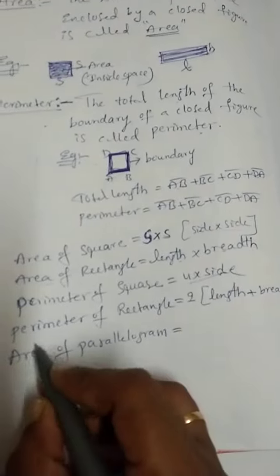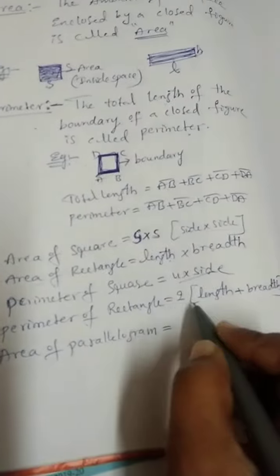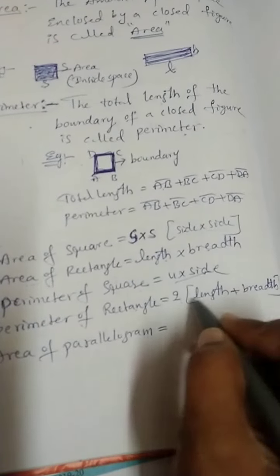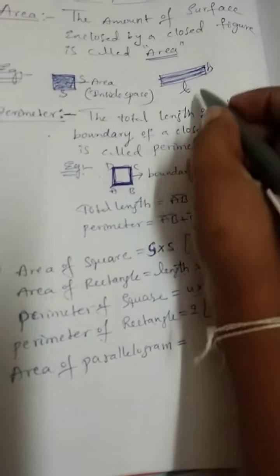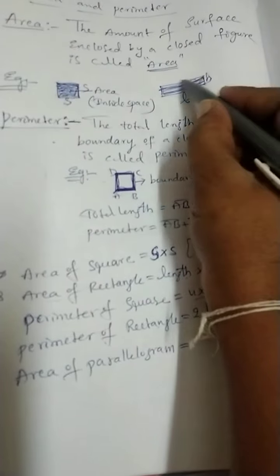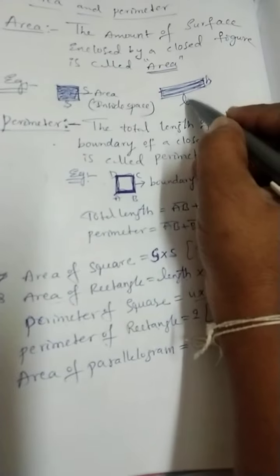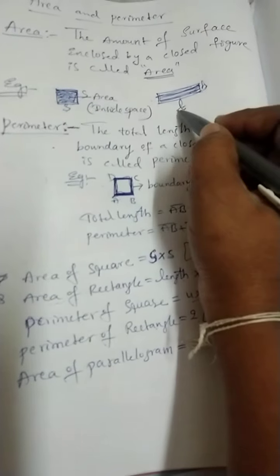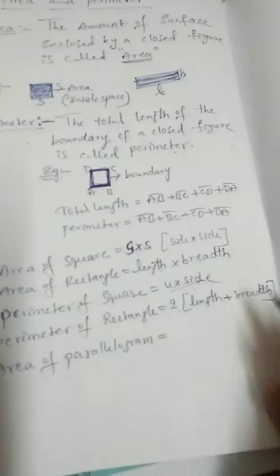Next, perimeter of rectangle, 2 into L plus B. Instead of writing all four sides, this side is 2 times, that side is 2 times, so we write 2 into L plus B.